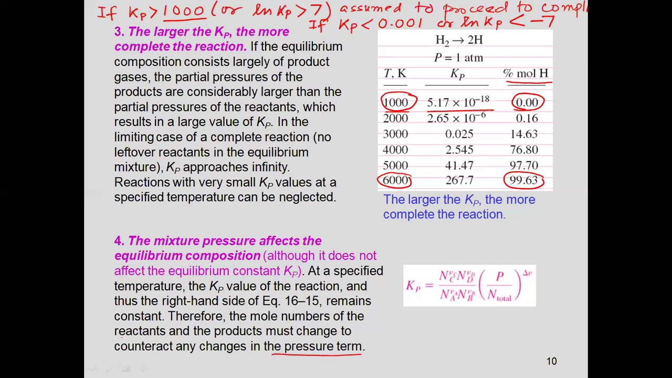Next one, okay. So if the pressure is changed, then it will change the equilibrium composition, although it does not affect the equilibrium constant. That means the equilibrium constant will not be affected always, because it depends on temperature only. Unless the temperature is changed, it will not change. It will only change the equilibrium composition and the partial pressures.